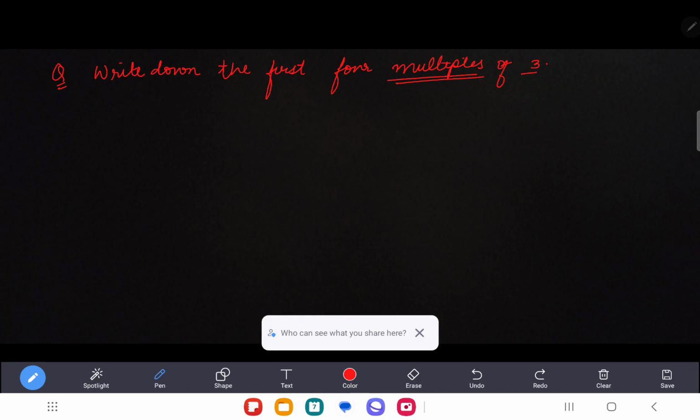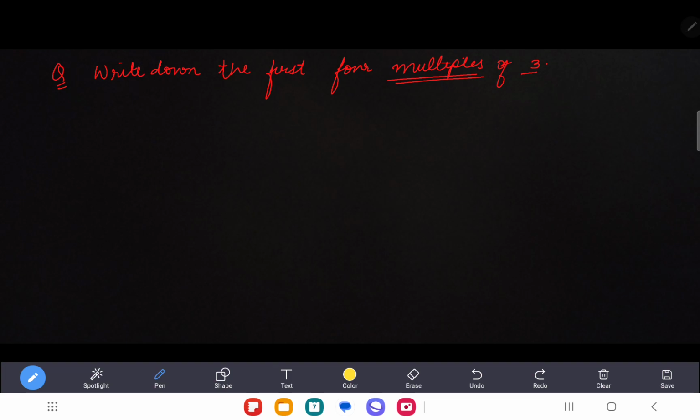Basically the times. Do you understand my point? Okay. So that would be what? The multiples of 3 would be 3 times 1, 3 times 2 is 6, 3 times 3 is 9, and 3 times 4 shall be 12. You understand my point?